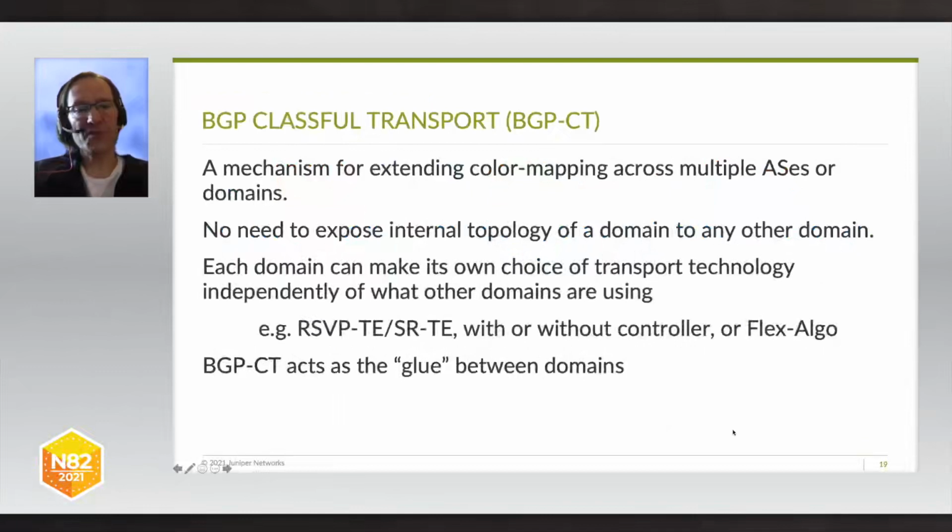What that enables you to do is to extend the color mapping across multiple ASs or other types of domain in such a way that you're not having to expose the internal topology of a domain to any other domain. As a consequence, each domain can make its own choice of transport technology independent of what the other domains are doing. One domain might be using a Flex Algo setup, another one might be using SR-TE, another one might be using RSVP-TE, and that's perfectly fine. Regardless of what they've chosen to do, BGP CT acts as the glue between those domains.